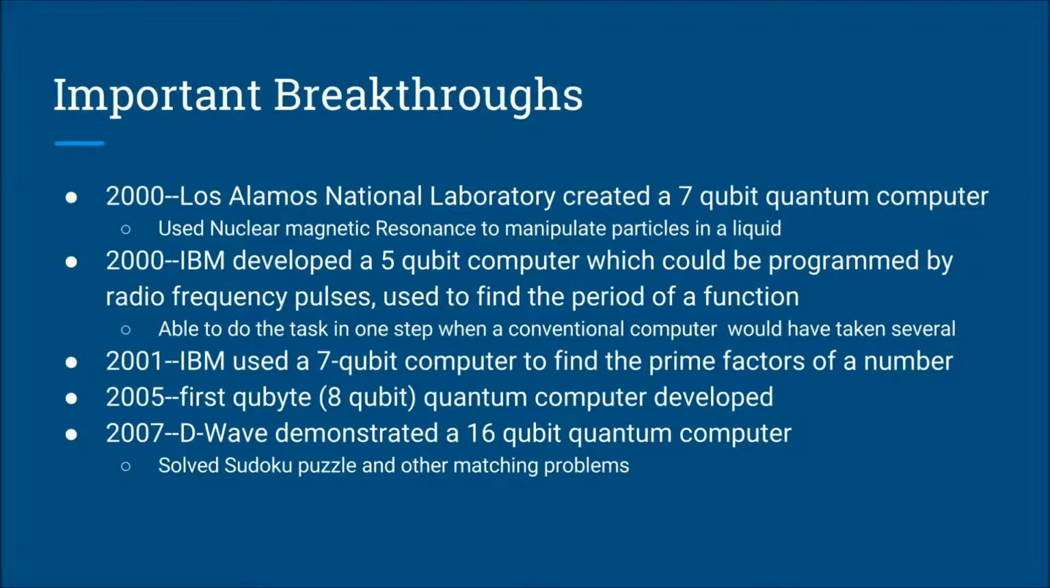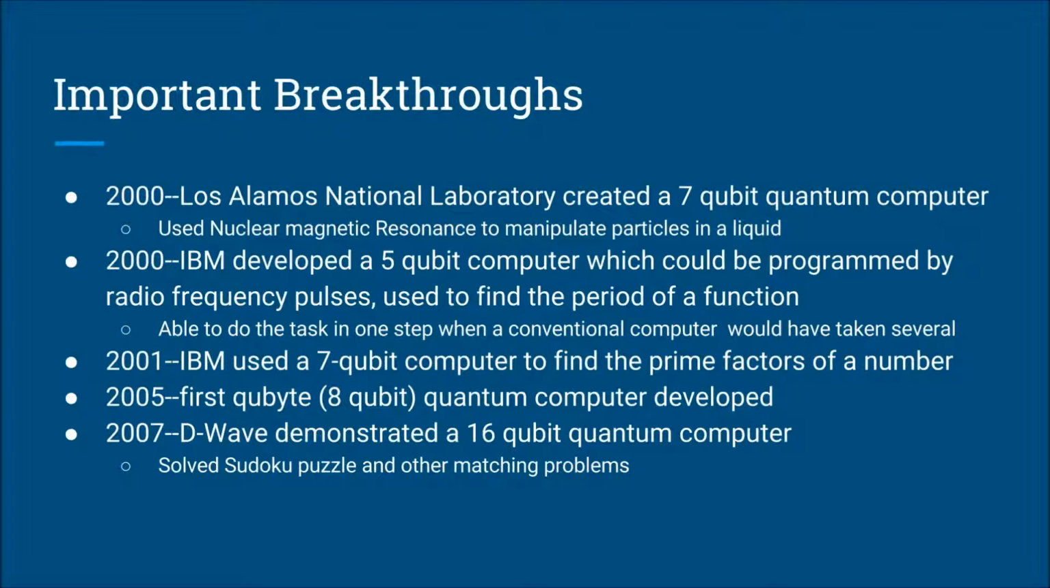And then the same year, IBM also developed a 5-qubit computer which could be programmed by radio frequency pulses, and that's not a huge deal, but that's basically how they made it work. The cool thing was that they used it to find the period of a function. What's significant about that is that a normal computer would have to do several steps to find the period of a function, but the quantum computer was able to do it all in one step, making it significantly faster.